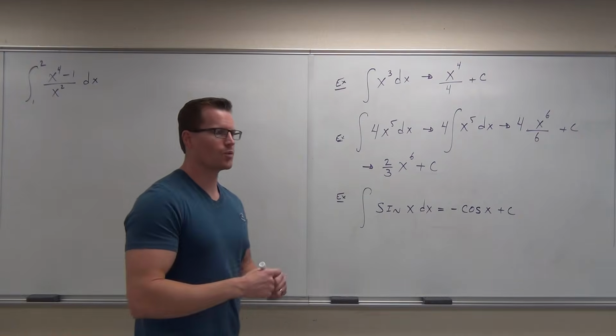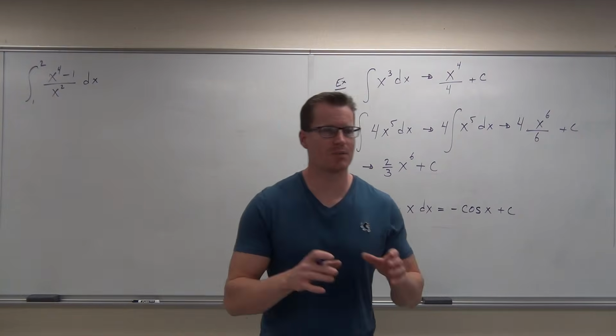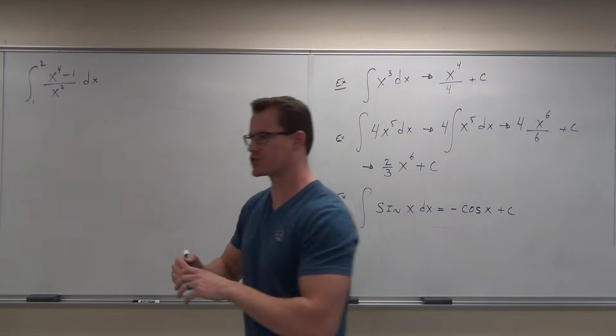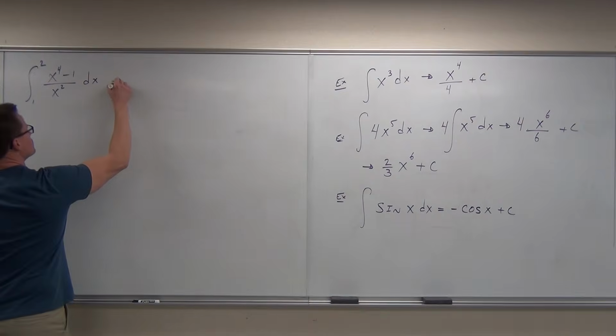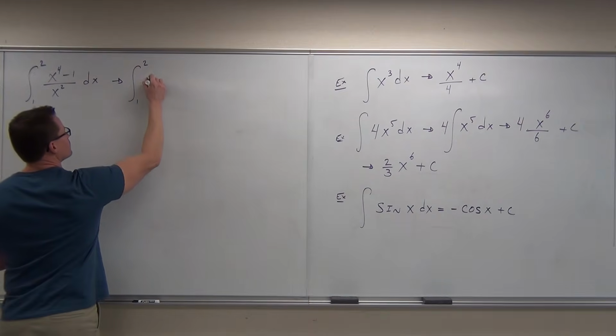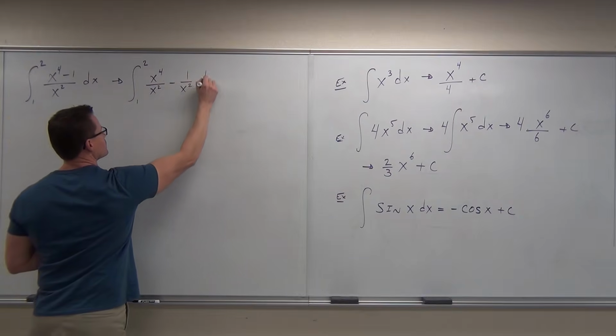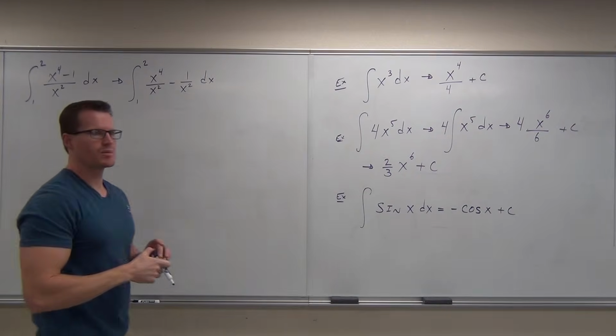Let's do that. So this is kind of a nice trick. Anytime you have a single term denominator, you can always separate it. You always make different fractions out of that. So we could do x to the 4th over x squared minus 1 over x squared. Yeah, absolutely. That's fantastic. Tell me the next thing we're going to do.